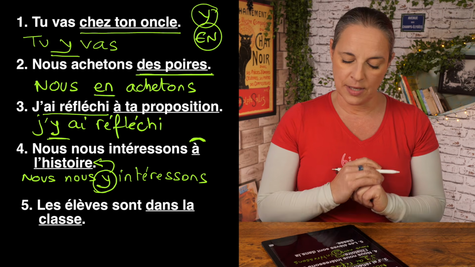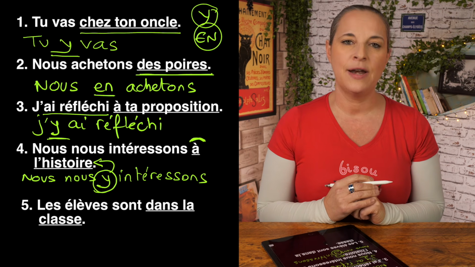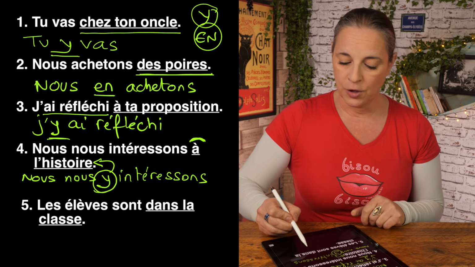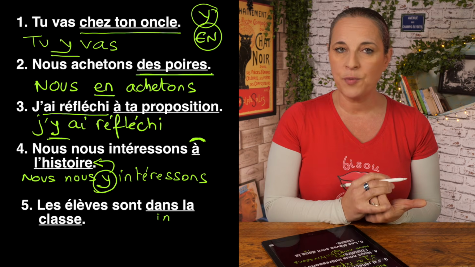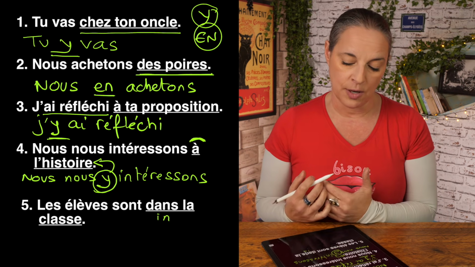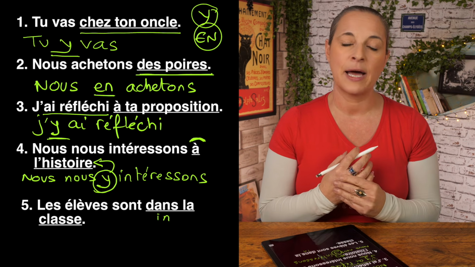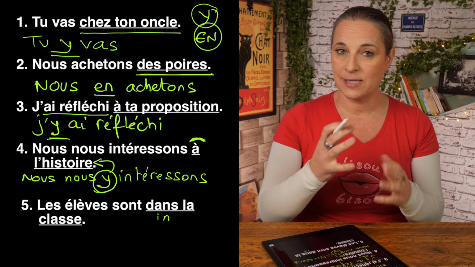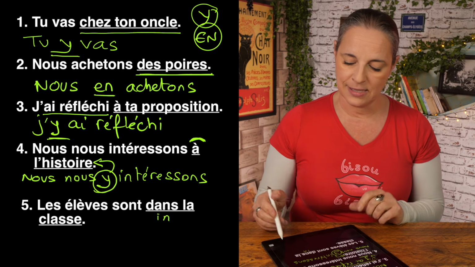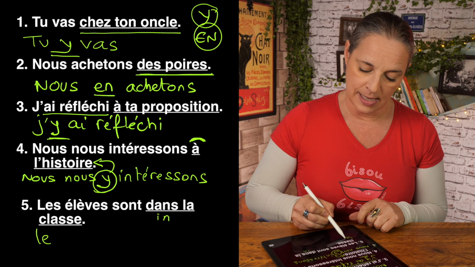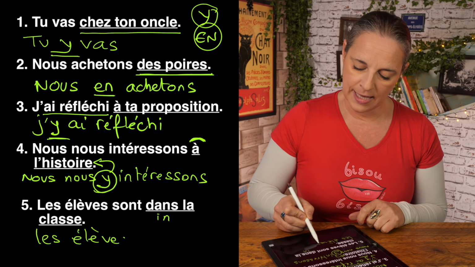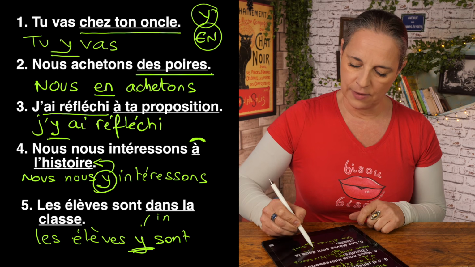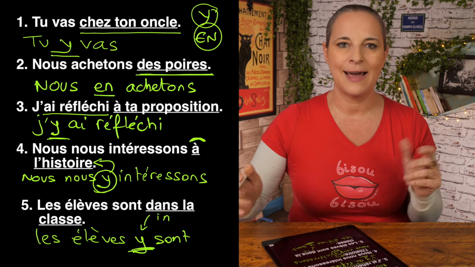Okay? The next one, les élèves sont dans la classe. Now, this one is quite easy because it refers to a place where we are. Dans means in. So the pupils are in the classroom. We would like to replace dans la classe by a pronoun. Is it y or is it en? Well, in this case, because it's dans, the same as chez, the same as à, it is going to be replaced by y. Les élèves y sont. And obviously, y refers to dans la classe.